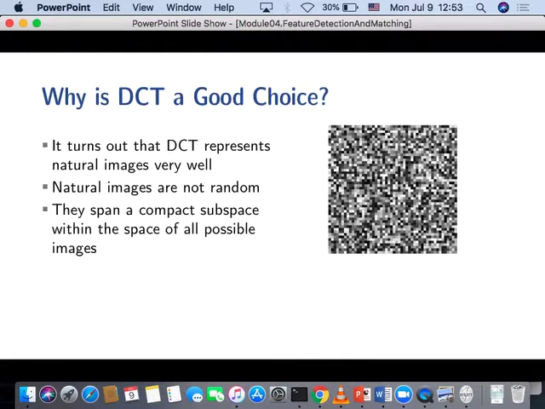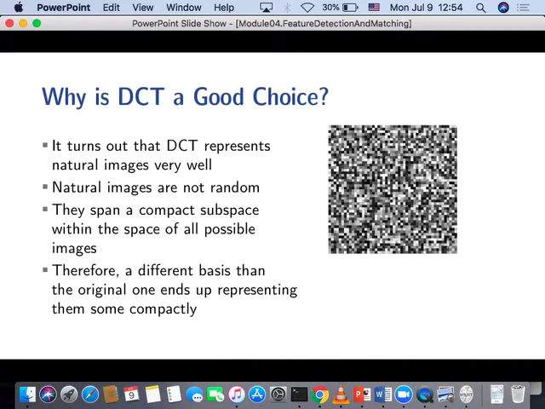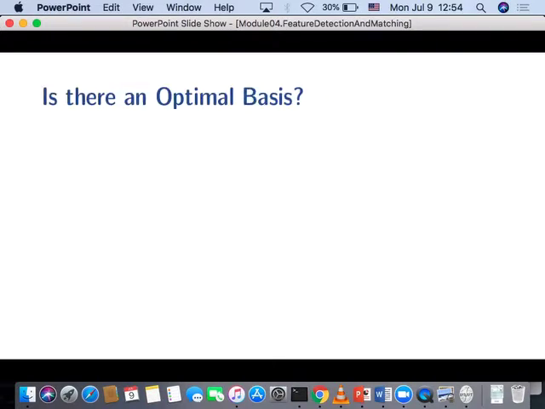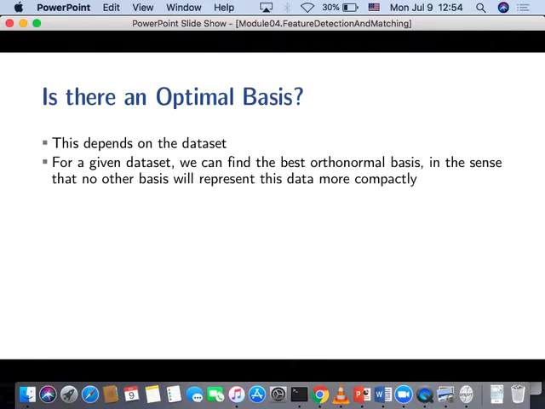I mean, naturally, if you were on a hiking trip, your image would never turn out to be like this. So that tells me that natural images, the sort of images that you would shoot on a hiking trip, actually lie in a compact subspace of the possible vectors that I could have created out of that size. Now, if that is true, what's the basis that I want? I want a basis which will span that subspace more compactly. Okay, so is there an optimal basis?